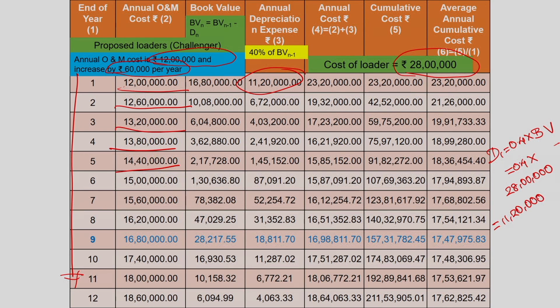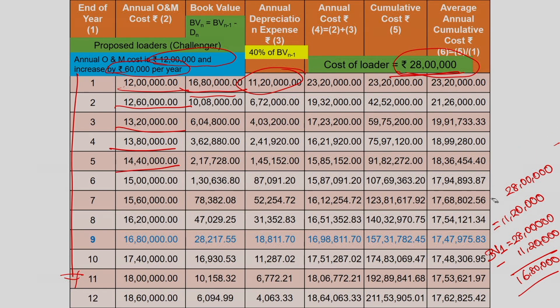Okay. So now you calculate the book value at the end of first year. So what is the book value at the beginning of year? That is nothing but your purchase price of the machine, 28 lakh, minus the depreciation for the first year. That's nothing but 11,20,000. That gives you the book value at the end of the first year as 16,80,000. Okay. So hope you can understand.